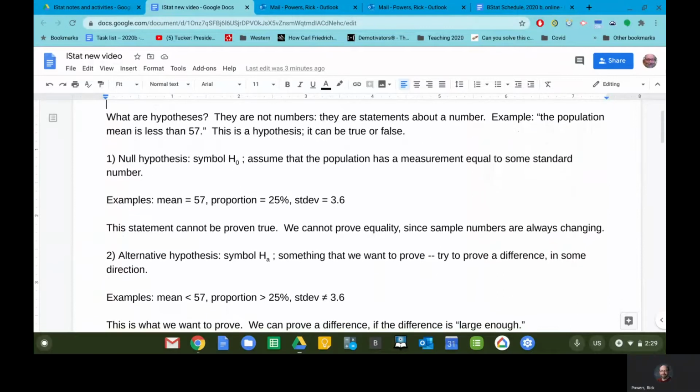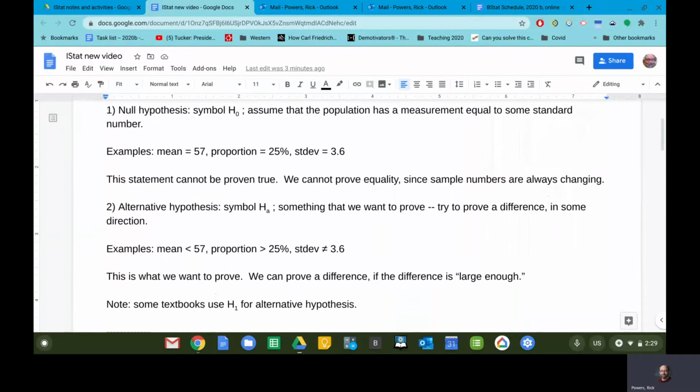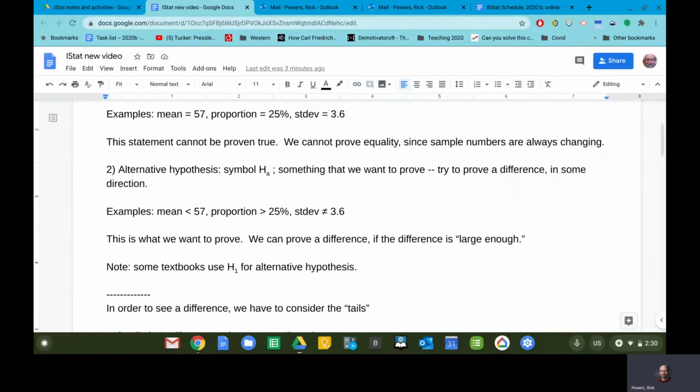Number two, alternative hypothesis, symbol H sub A, something that we want to prove. Try to prove a difference in some direction. Examples, the mean is less than 57. A proportion is greater than 25%. A standard deviation is not equal to 3.6. This is what we want to prove. We can prove the difference if the difference is large enough. Note, some textbooks use H sub 1 for alternative hypothesis.